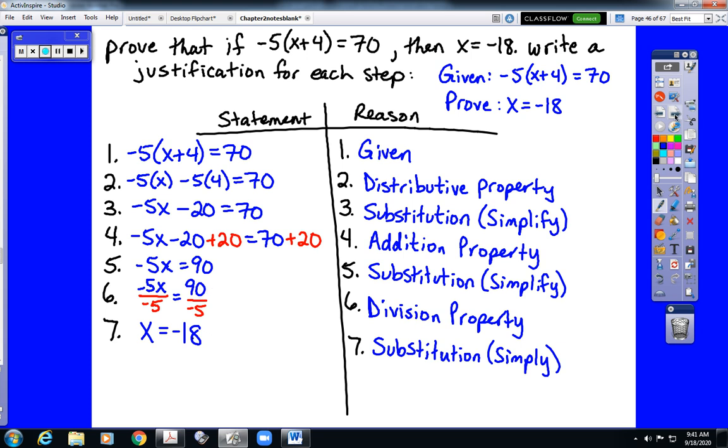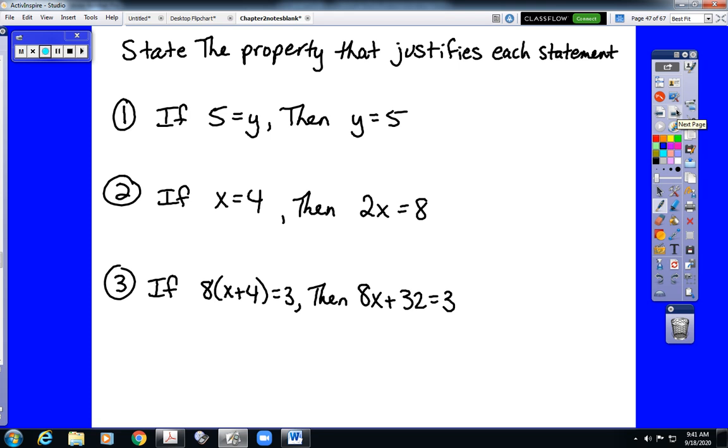Now let's look at the non-algebraic examples. So the other thing in this section is identifying these properties in practice. Okay, so here are 3 examples of that. It says state the property that justifies each statement. So what we have to do is use our list of 9 properties, the addition, subtraction, multiplication, division, reflexive, symmetric, transitive, distributive, or substitution properties to identify what is happening between the hypothesis and conclusion of each of these statements.